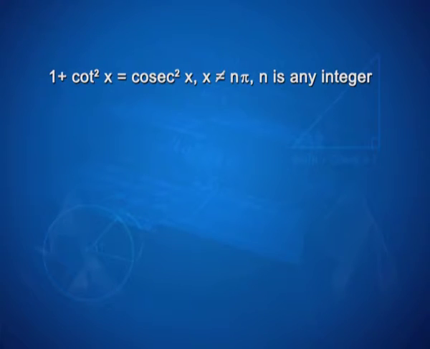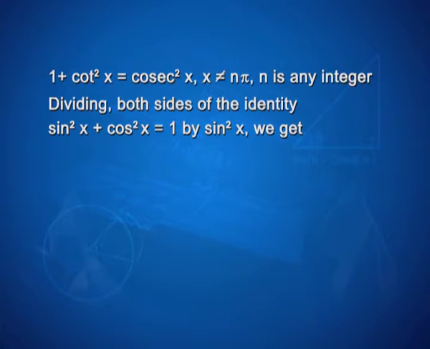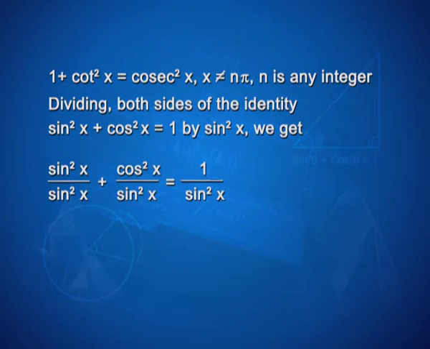Now, we will take up another identity: 1 plus cot square x is equal to cosec square x, x not equal to n pi, n is any integer. This we will do by dividing both the sides of the identity sin square x plus cos square x is equal to 1 by sin square x. We get sin square x upon sin square x plus cos square x upon sin square x is equal to 1 upon sin square x, assuming that sin x is not equal to 0.